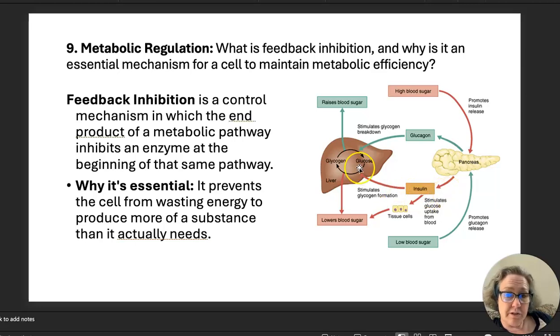But if your blood sugar is low, you are going to need some glucose, so you're going to have to break down your glycogen. Okay, so all of this promotes the breakdown in the pancreas and the liver, and it keeps you in metabolic homeostasis.